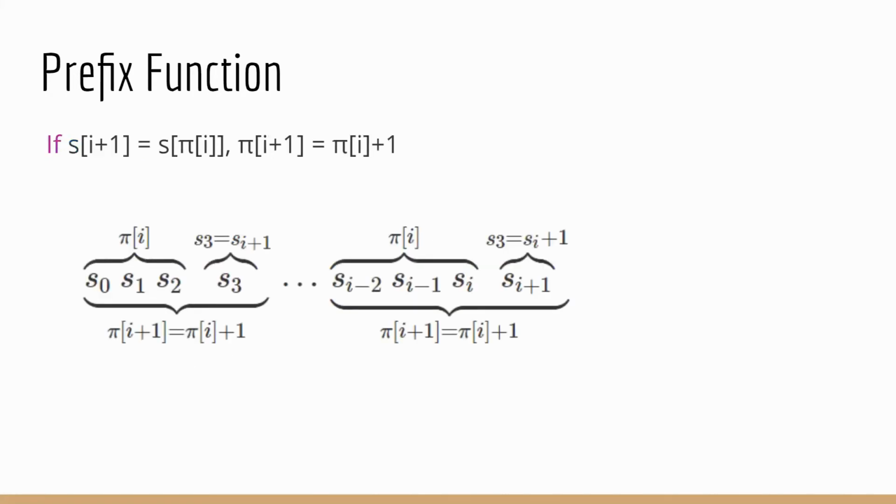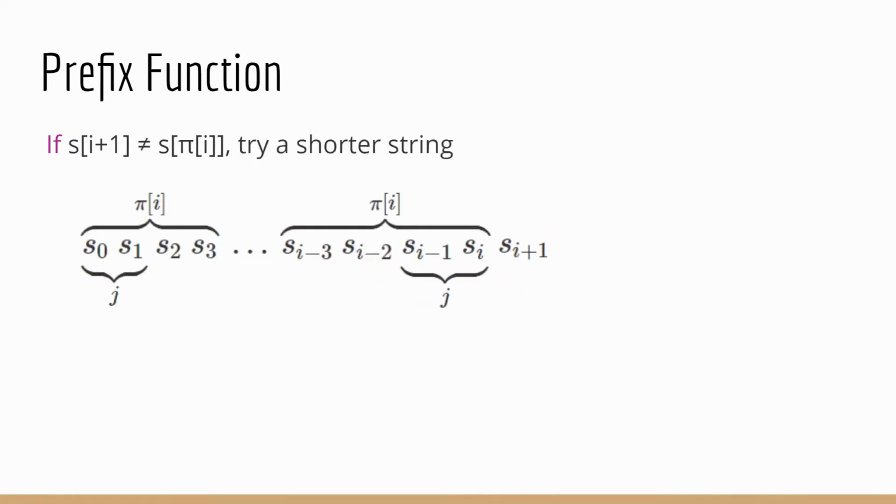To find the i plus 1's entry, we use the idea of dynamic programming, where we assume we have pi i. If the next characters of the prefix and suffix are equal, we can increase the length by 1. So the i plus 1's entry is just pi i plus 1. But if they're not equal, we hope to find a shorter prefix that is also a suffix, shorter than pi i. Assume the length is j. Look at the illustration here.